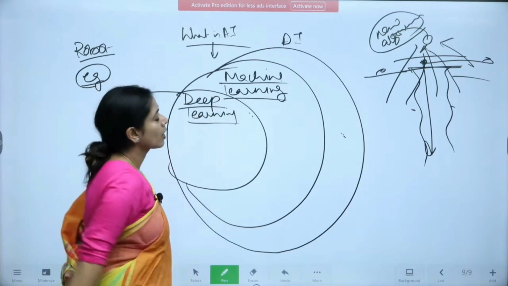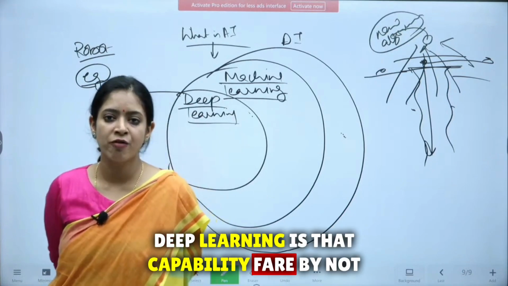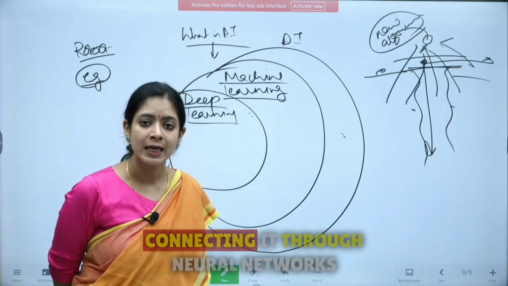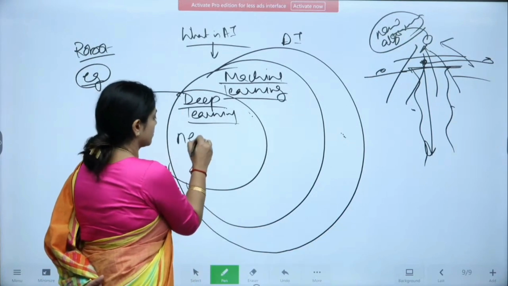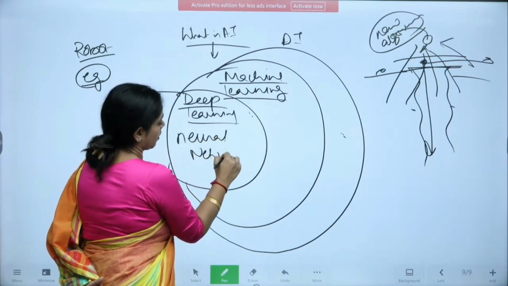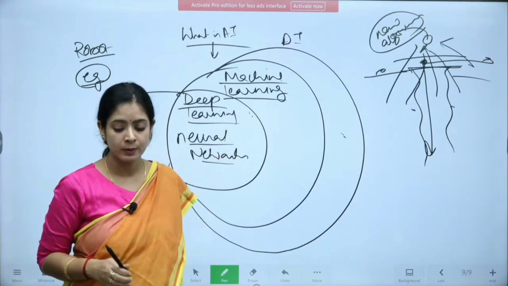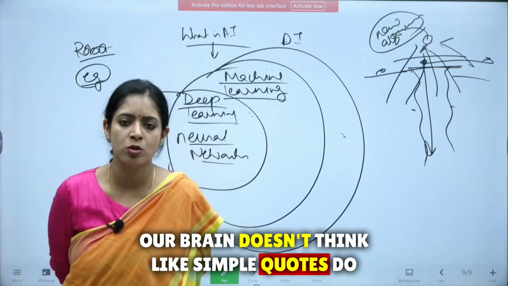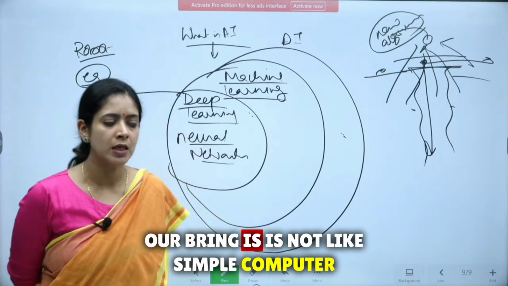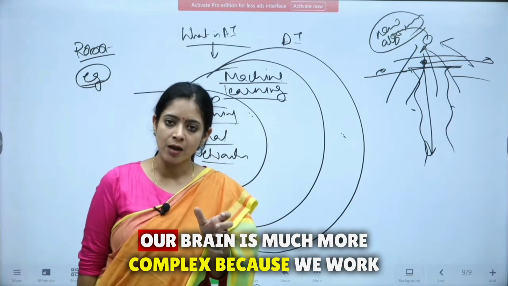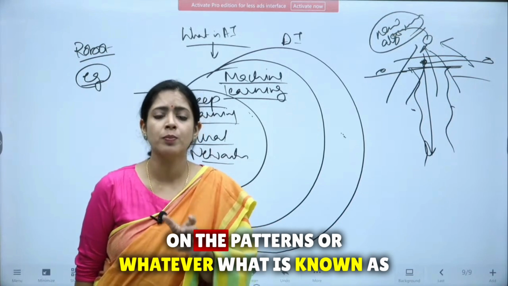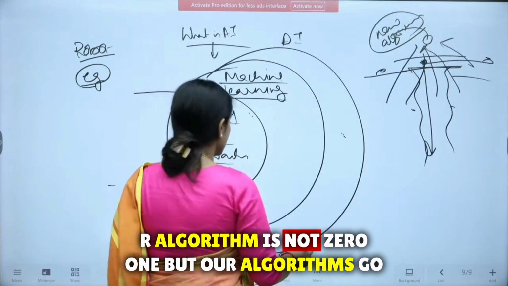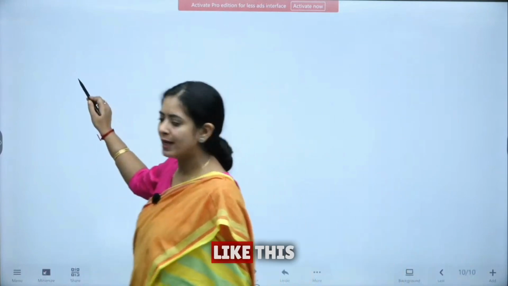What is deep learning? Deep learning is that capability whereby not just learning from the environment, but logically connecting it through neural networks. What are neural networks? Our brain doesn't think like simple codes do. Our brain is not like a simple computer. Our brain is much more complex because we work on patterns, what is known as neural patterns. Our algorithm is not 0, 1, but our algorithms go like this.